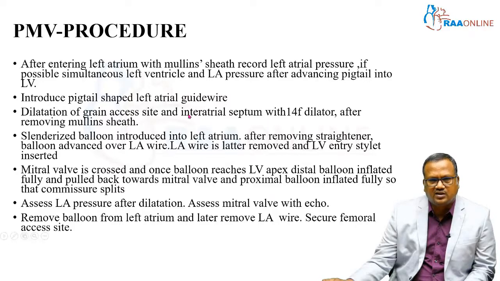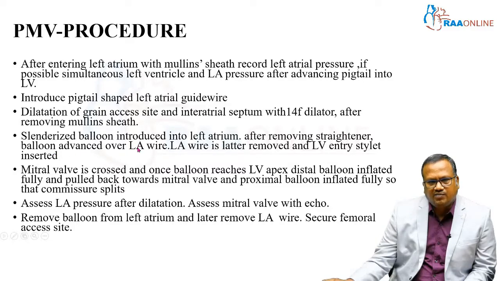So before this dilatation, we usually don't give heparin. Once we are confirmed that we are in the LA, we dilate the groin as well as the interatrial septum with a 14 French dilator, and then the dilator is removed and we use a slenderized balloon. The balloon is stretched a little, and the slenderized balloon is introduced into the left atrium, and then we remove the straightener. It has two markers, gold color and silver color; you remove both.